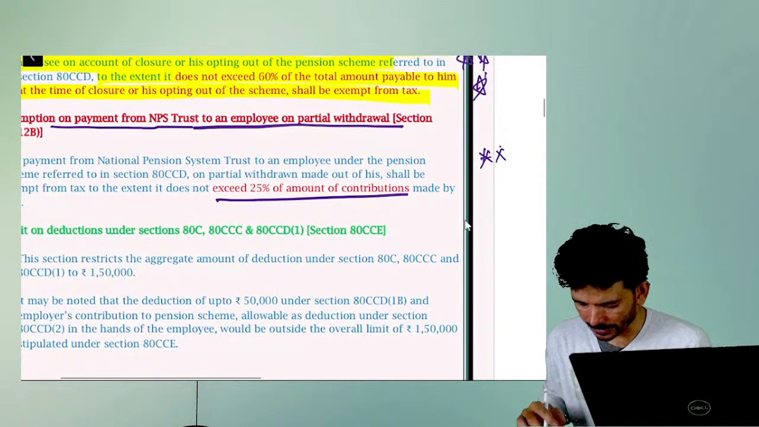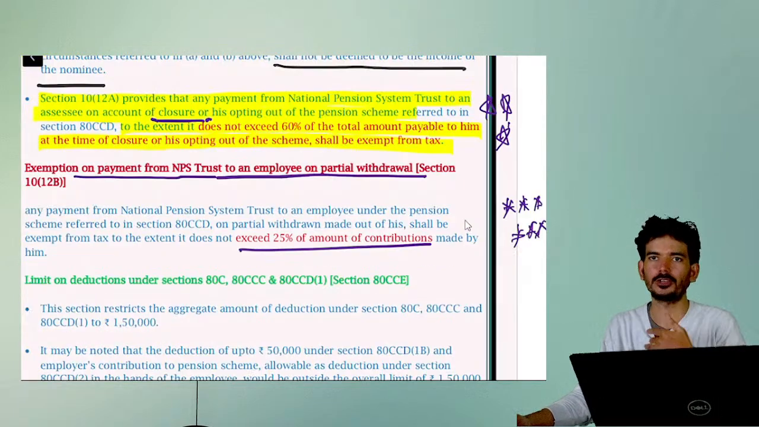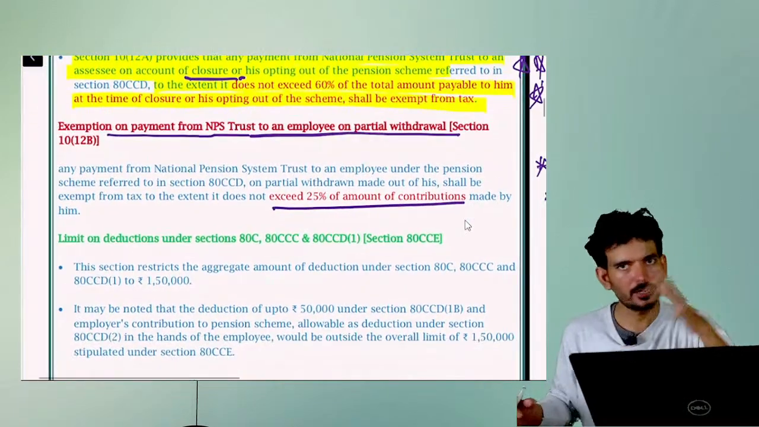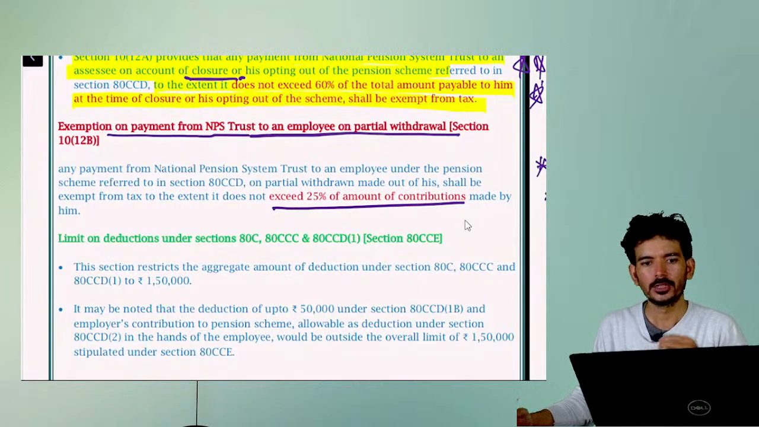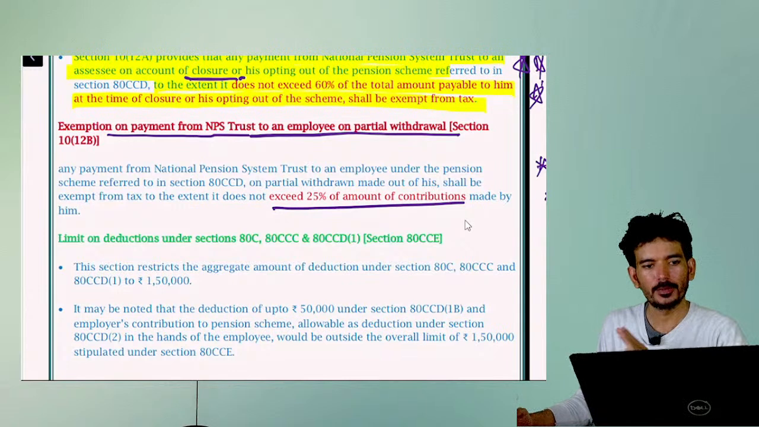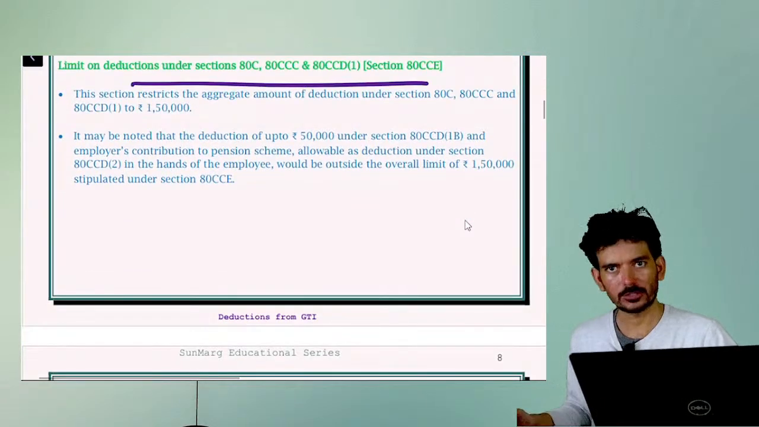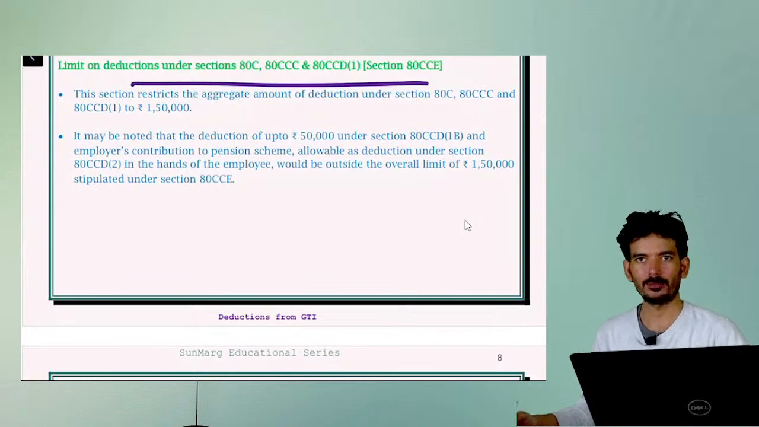Here, he is taking completely, like closing the account and opting out of the scheme, like 100% of the amount he is withdrawing. Here he is just partially withdrawing, like only a little money. So whatever is withdrawn, 25% is not taxable, the remaining amount will be taxable. So the limit I have also already explained, so I don't want to spend time on this.